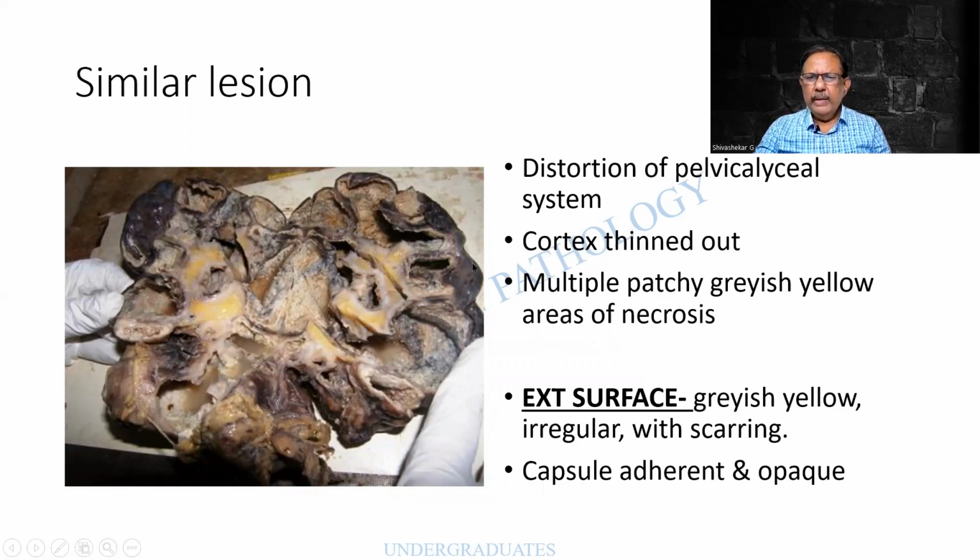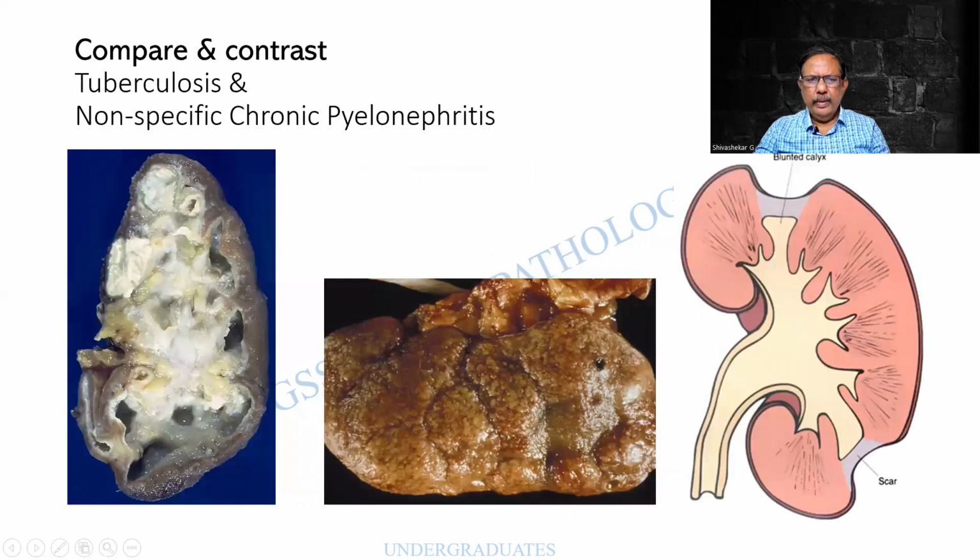Two things. The renal parenchyma is atrophic or thinned out. Cortex is thinned out. Distortion of the pelvicalyceal system. Multiple patchy grayish yellow areas of necrosis. The external surface is grayish yellow with irregularity and scarring. Now look at this one. Usually the inner surface will be smooth, but since tuberculosis is a chronic inflammatory process, it becomes roughened because of inflammation and fibrosis. Capsule is adherent, of course.